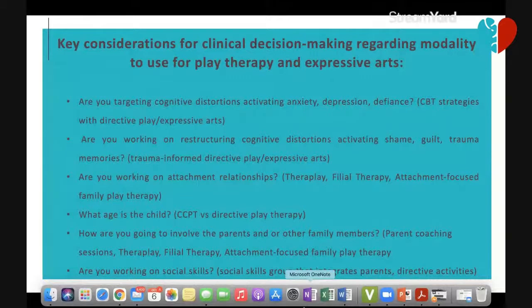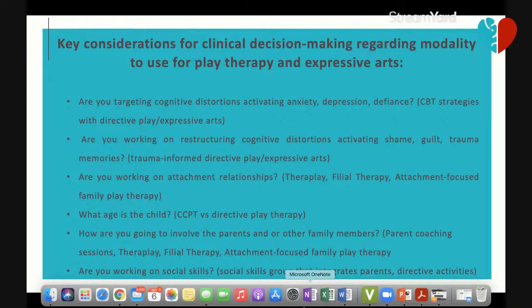I want to think about what's the age of the child. Because if it's a really young child, I probably want to use child-centered play therapy because I think that one is much more effectively geared towards their developmental needs and treatment. Or if they're a little bit older, then I probably am looking at a different kind of treatment model that is even more directive in its approach. It just depends on what their needs are. So these are some of the things I'll probably think about.